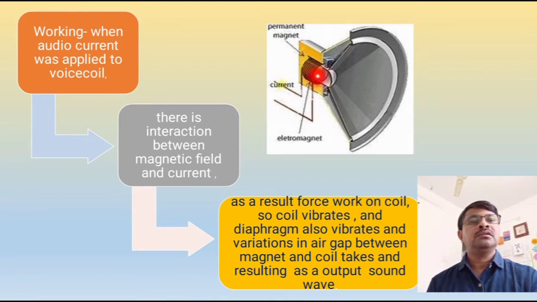Here we have to apply that audio current to the voice coil. Force is developed, coil vibrates. We know that the coil is attached to the diaphragm. There is a vibration that takes place in the air gap between magnet and voice coil. As a result, output sound waves are produced. So audio current is converted into sound waves.